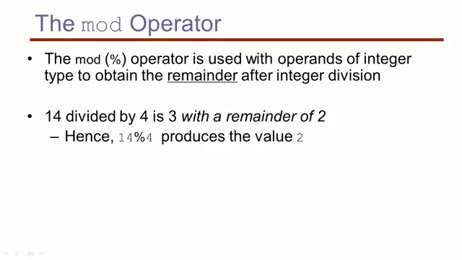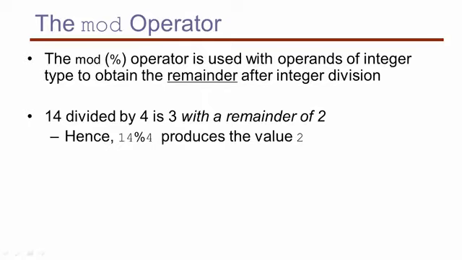Now, the mod operator can be used to produce the remainder that occurs after integer division. So when we divided 14 by 4, the answer was 3, but there was a remainder of 2 that was lost. The mod operator allows us to get that remainder, and thus 14 mod 4 produces the value 2.